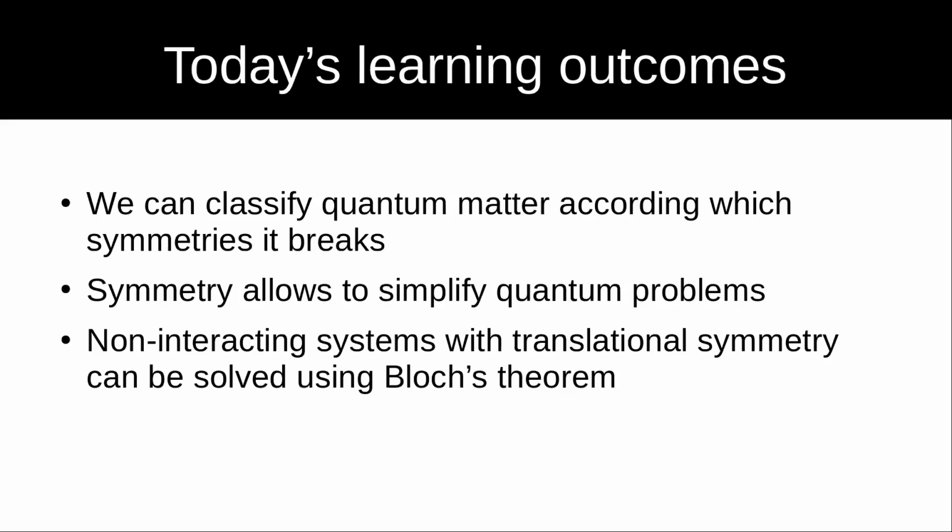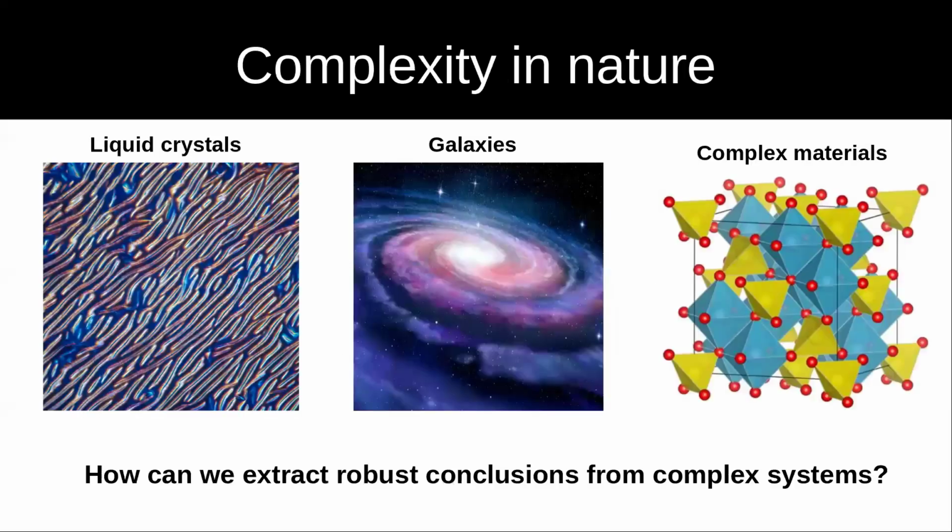Okay, so to summarize, today we are going to go through several concepts. First, we'll see that we can classify quantum matter according to the symmetries that it breaks, namely time reversal symmetry, translational symmetry, and others. We will see that symmetry allows us to simplify quantum problems, which is perhaps the most important tool that we will use in the rest of the course. And specifically, for single particle systems, the symmetry in the presence of periodicity gives rise to Bloch's theorem, which is the fundamental building block to understand electronic structure theory of solids.